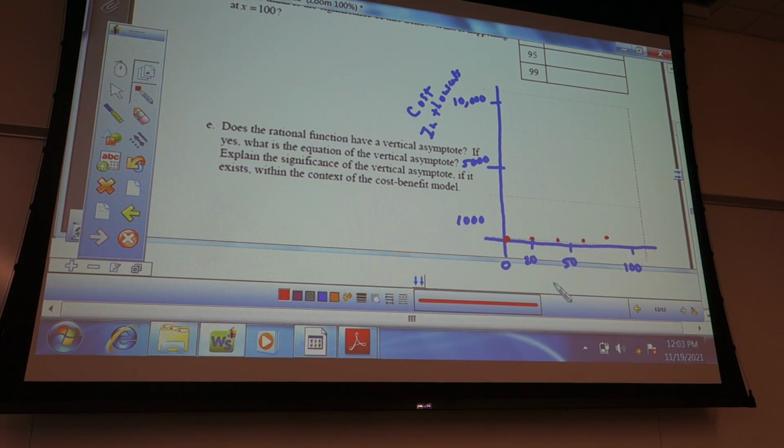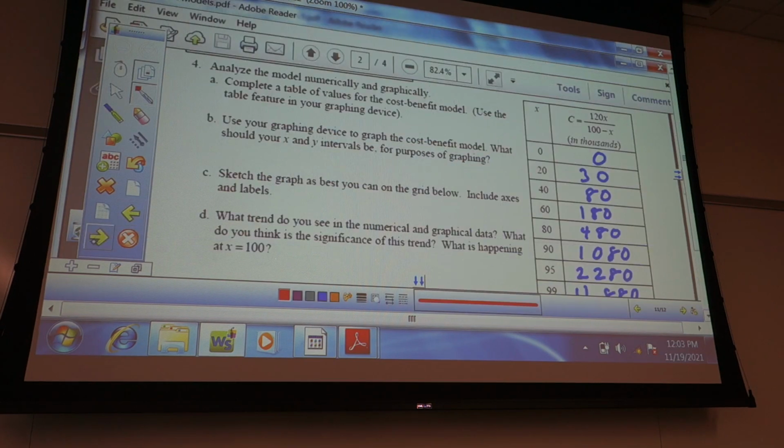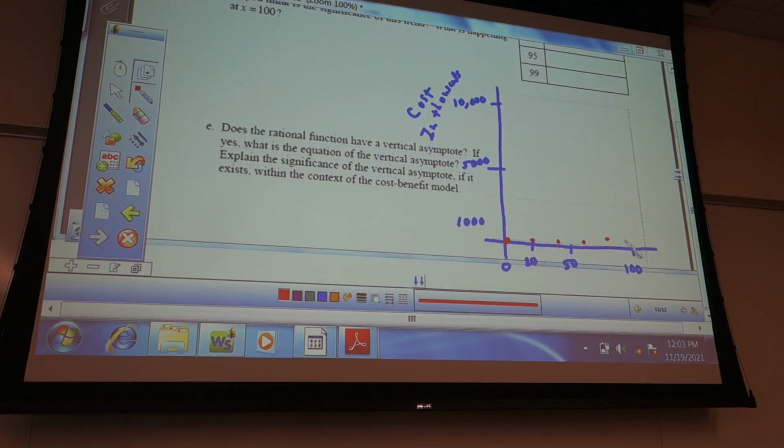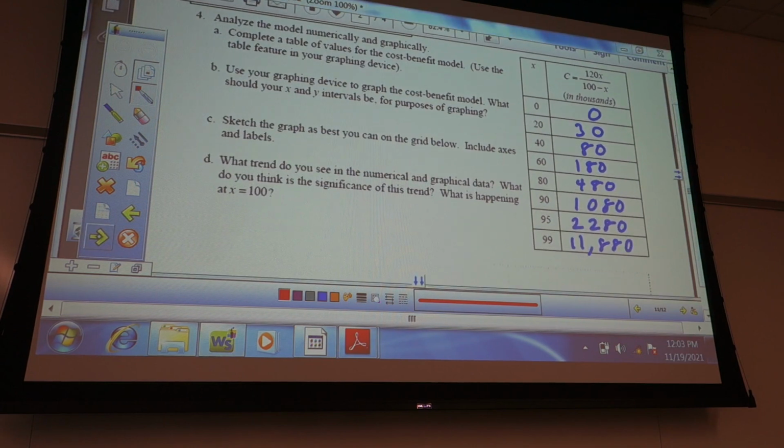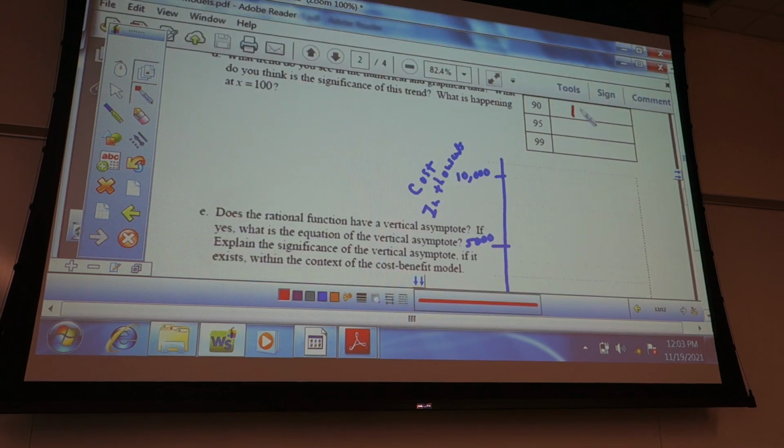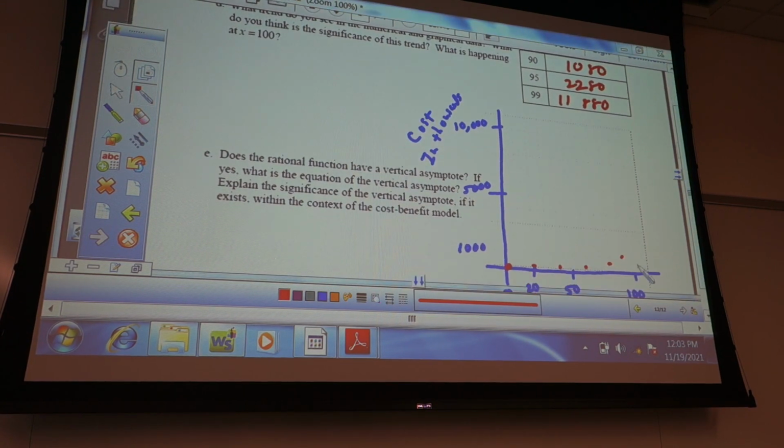So those are all kind of small, and it starts off really small, but then it starts to climb. What happens at 90? It becomes over 1,000, 1,080. So at 90 it jumps to just over 1,000. At 95, this is 1,080, 2,280, and then 11,880. So those all of a sudden start to jump.